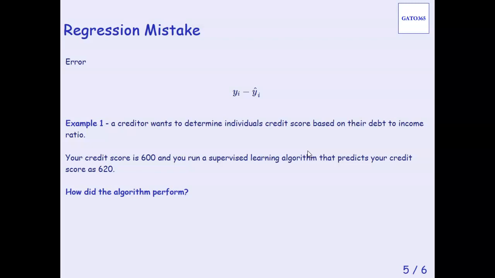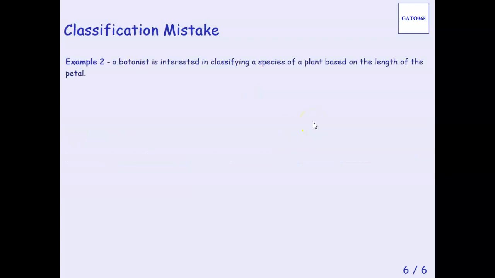To determine how the algorithm performed, we look at the error. So we do 600, let me give you all a second. Exactly. 600 minus 620. So the error in terms of this algorithm is minus 20. You notice that I'm doing true minus predicted. True minus predicted.